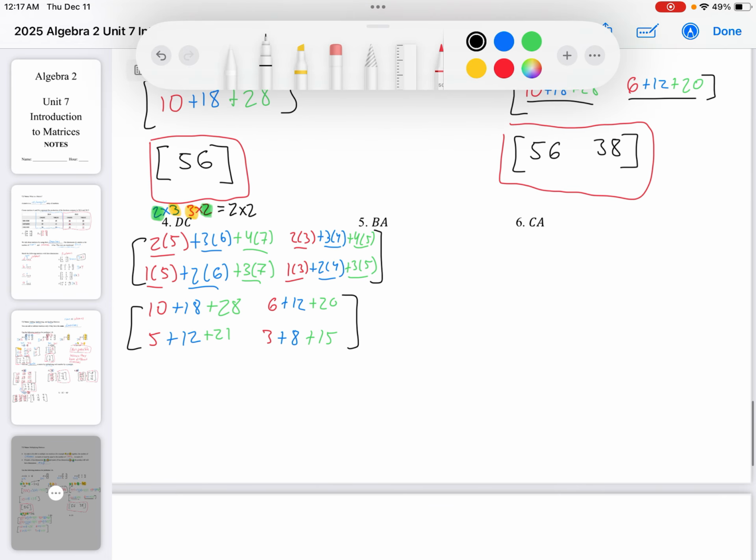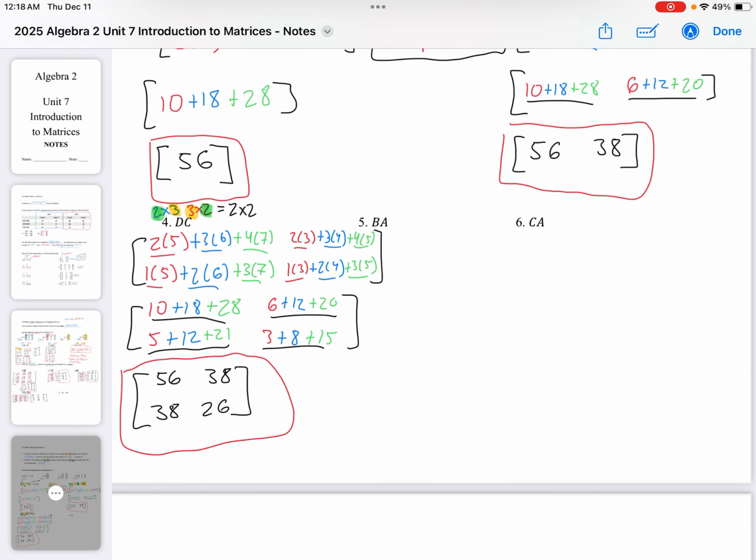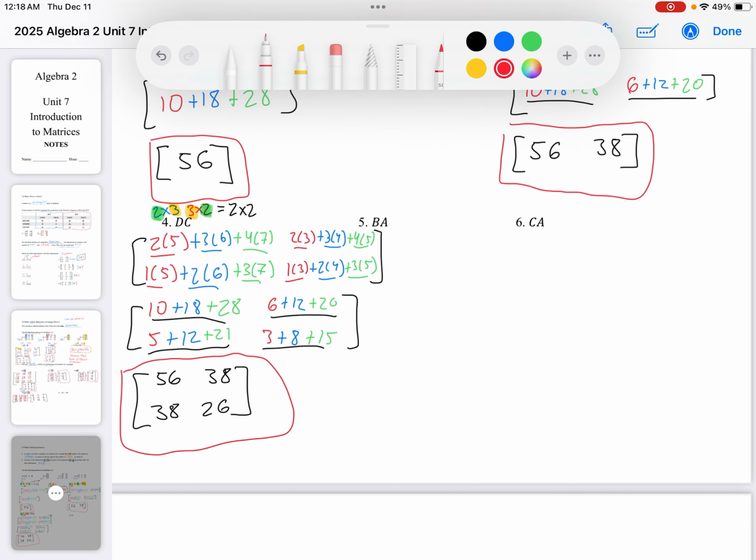So last thing we have to do is to add all these things together. The 10 plus 18 plus 28 would give me 56. From here, 6 plus 12 plus 20 would give me 38. 5 plus 12 plus 21 also would give me 38. And then 3 plus 8 plus 15 gives me 26. And so that is my final resulting matrix when I multiply D times C. And it is a 2 by 2 matrix, just like we expected.